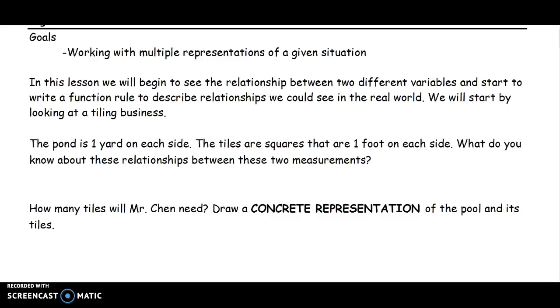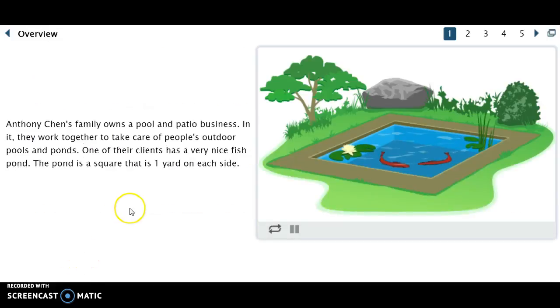The first one we're going to talk about is the tiling business. So here we have a tiling business. It says Anthony Chen's family owns a pool and patio business. In it, they work together to take care of people's outdoor pools and ponds. One of their clients has a very nice fish pond. The fish pond is a square that is 1 yard on each side. So if you notice here, the fish pond is a square, and each side measures 1 yard.